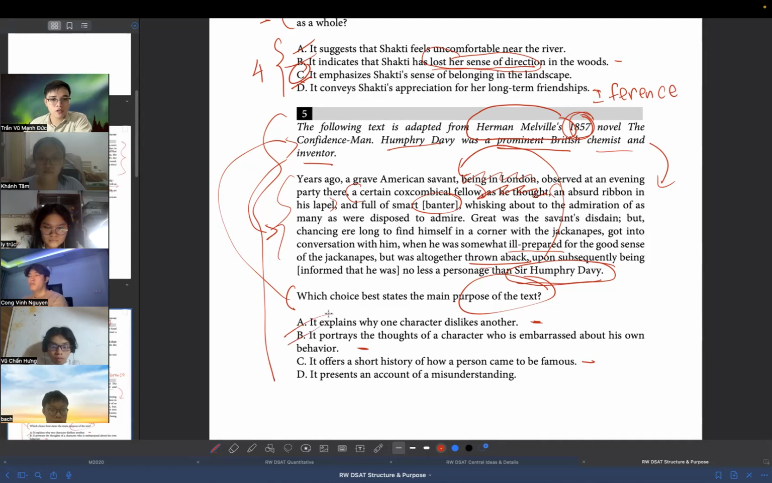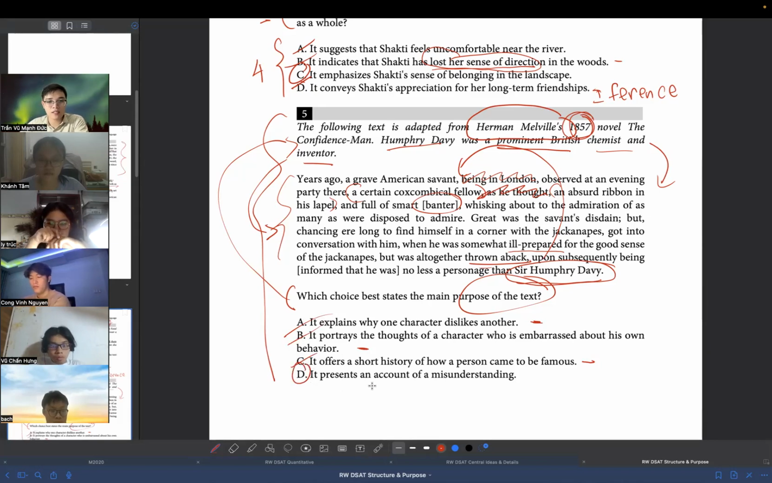C offers a short history of how a person came to be famous. This is, as Lina said, not mentioned. It's only talking about an event, a sequence of events, and then he saw a very funny looking man, and then he judged him by the looks of it, and then he was surprised because that one was very famous and very prominent. So C is also wrong. How about D? In this case, you can see A, B, C are wrong, so D is most likely going to be correct, or we would be wrong from the beginning.